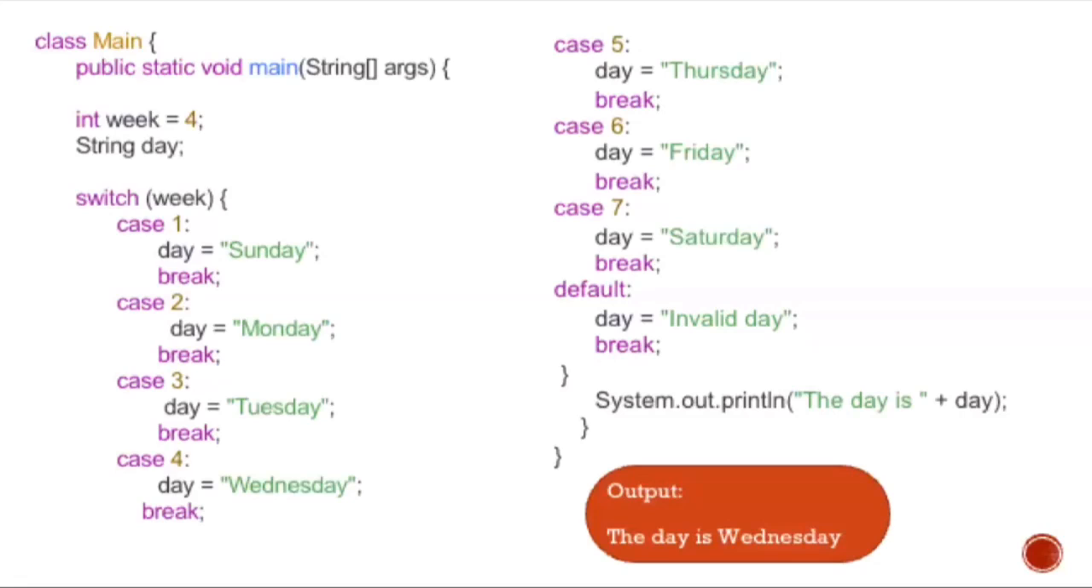For example, we have used the switch statement to find out the day of a week. Here, we have a variable week that holds an integer value. The value is compared to each case inside the switch block. Here, the value of week is 4. Hence, it matches case 4. So the statement inside case 4 is executed. So our output will be: the day is Wednesday.